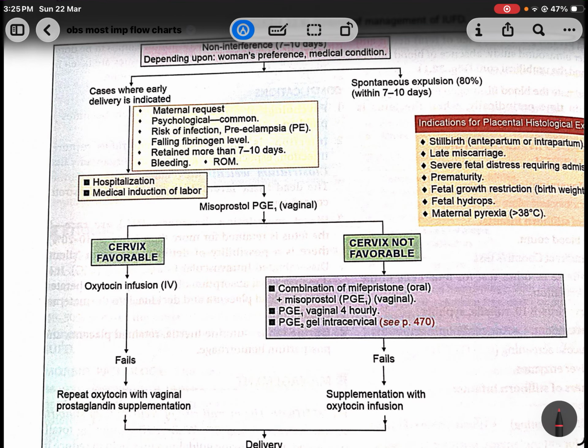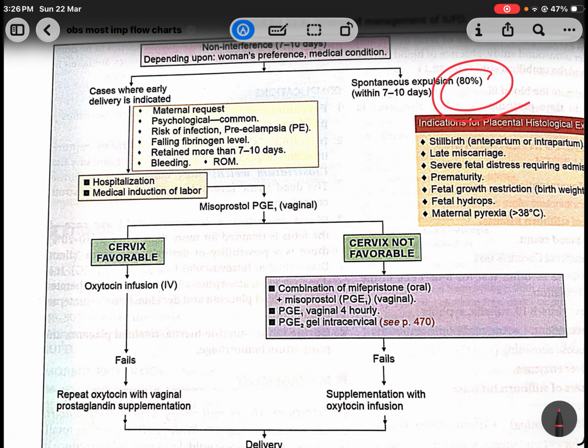Basically, even if you do nothing, there are high chances that it might go for a spontaneous expulsion. That's the important thing, and you can see that 80% of the conception will be expelled spontaneously within 7 to 10 days. But the major important thing is the psychological factor and also the counseling which you need to address. So based on things, if the patient is willing for an early evacuation, then obviously you need to go ahead and do that. For that you need to do a hospitalization.